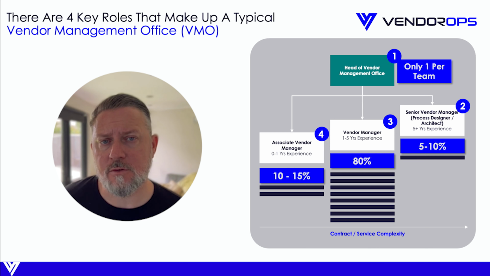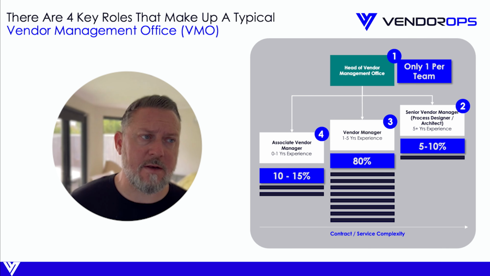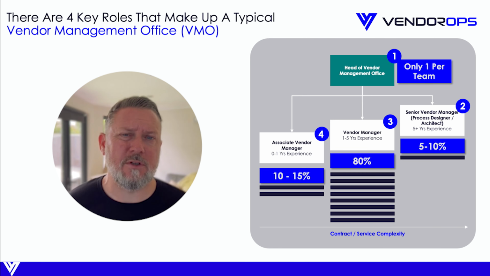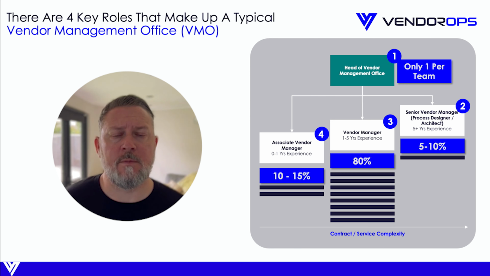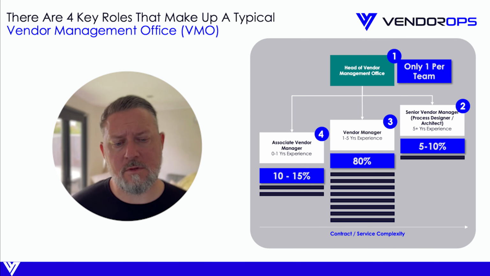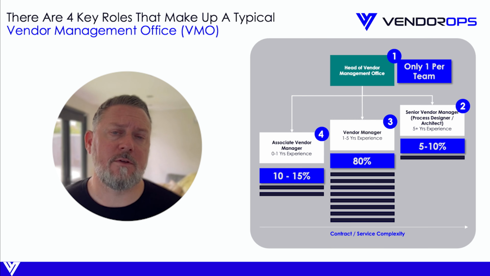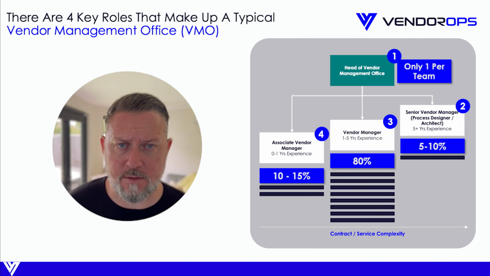Very near to that individual setting that strategy is also a senior vendor manager. So that's the second role. This person has a process designer, architect, business architect type background that's familiar with supplier management and all the associated processes, and will help the head of the function define the policy and the governance around how you would apply that to vendors and suppliers.